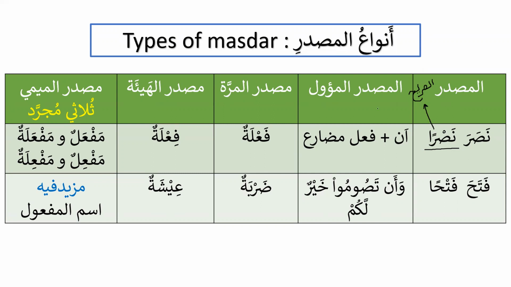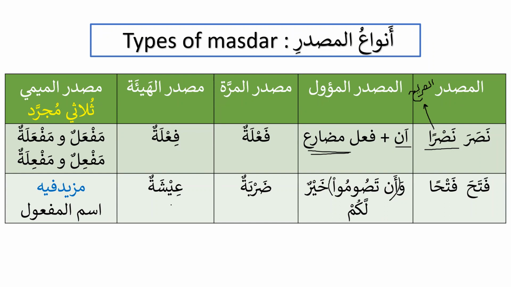That's number 1. Number 2, we have al-masdar al-mu'awwal, the interpreted masdar. And we know that it is a combination of an plus fi'l mudari'. So we have wa an tasumu khairul lakum. It is basically siyamukum khairul lakum, but when we use it as masdar mu'awwal, it will be wa an tasumu khairul lakum. Then we have seen that masdar al-marra comes on the pattern of fa'latun, and the example is darbatun. Masdar al-hay'a comes on the pattern of fi'latun, and we have the example of 'ishatun.